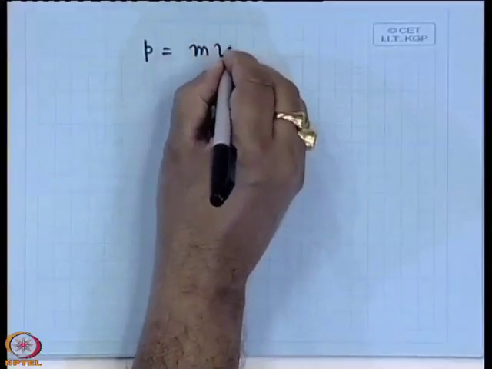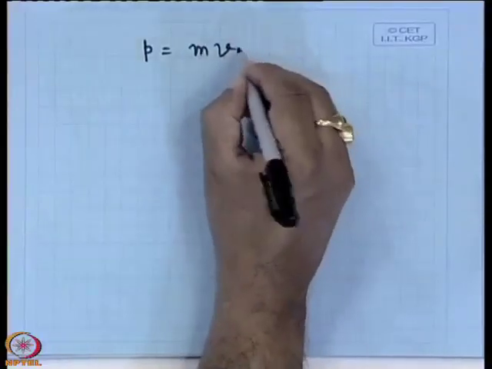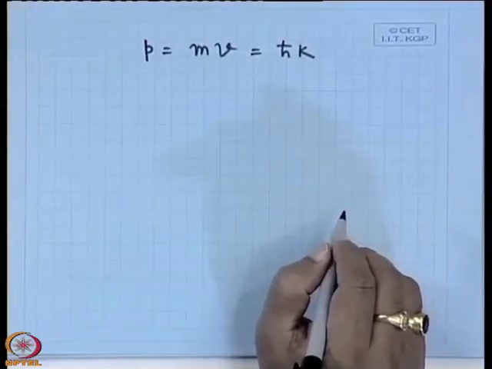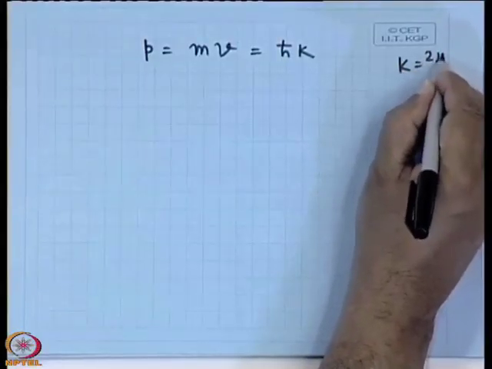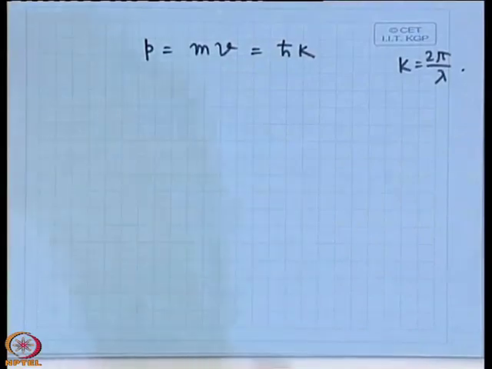You know that P equals m into v. I am avoiding the vector notation. Here you know that the momentum is a vector, velocity is a vector. I am avoiding the vector notation, that is not required in our case. So, P equals mv. Now, this is equal to h bar k, right. What is h bar? H bar is the Planck's constant, and what is k? K is the wave vector, and k equals twice pi by lambda. Lambda is the wavelength. Okay.